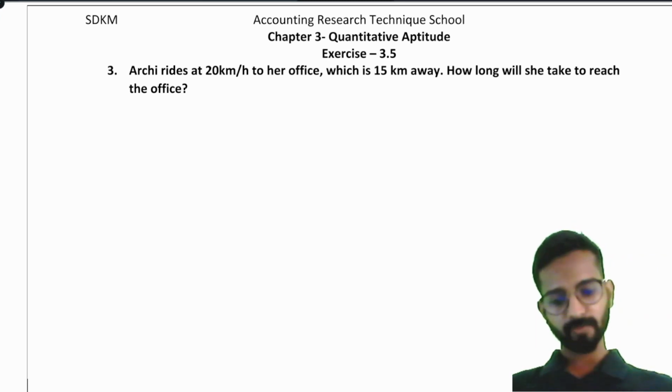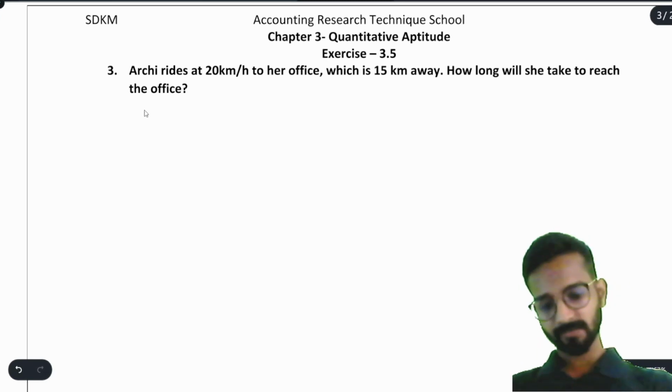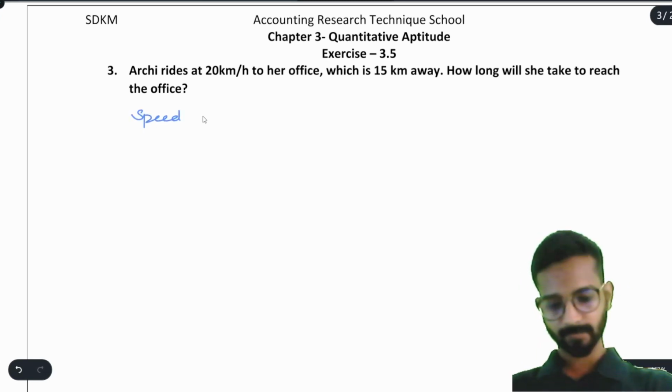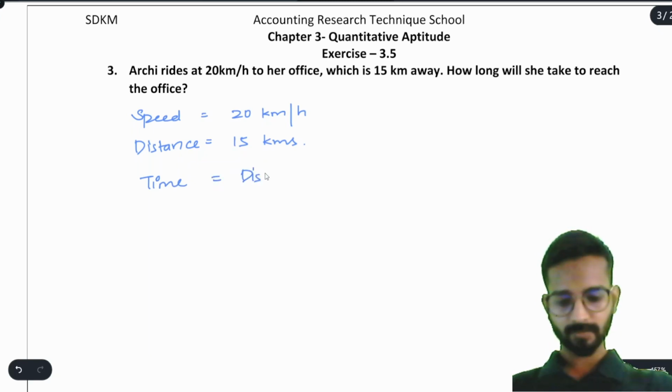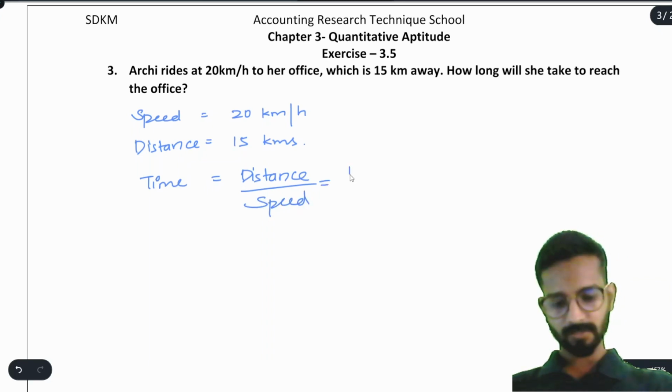Archie rides at 20 kilometers per hour to her office. Okay, so I can say the speed is 20 kilometers per hour, which is 15 kilometers away. Okay, so distance is 15 kilometers. How long will she take to reach the office? Time is equal to distance by speed. Distance is 15, speed is 20. So you can say 3 by 4 hours.